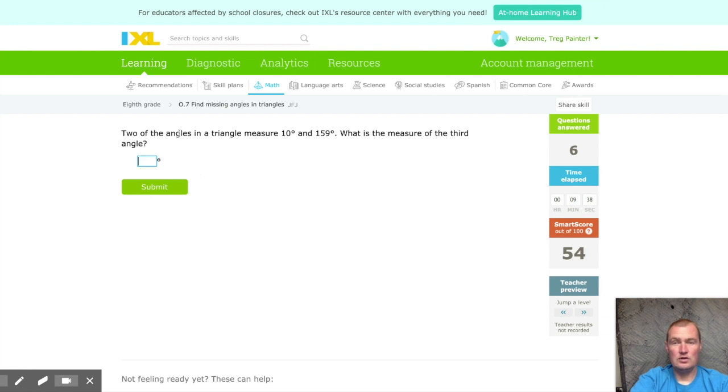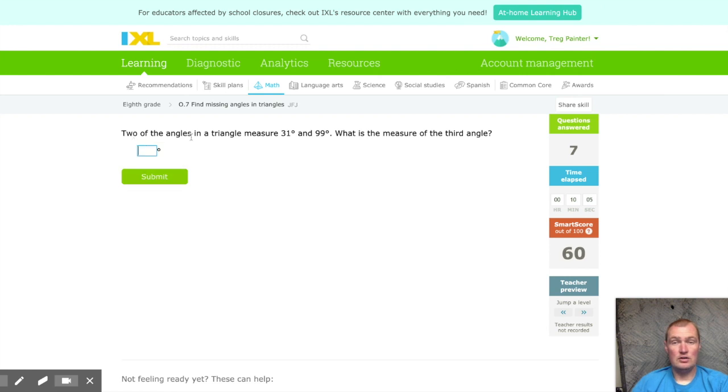All right, two of the angles of the triangle measure 10 degrees and 159 degrees. Whew. It's going to be just very little left. Let's find the third angle. So 180 minus 10 takes us to 170. But 170 minus that 159 is going to leave us with 11 degrees. So the final answer here is 11 degrees.